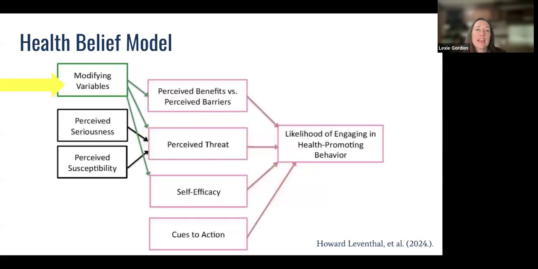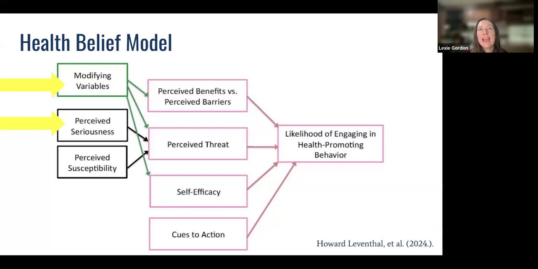Let's take a look at how the health belief model works. Here we see a diagram of the different steps of the health belief model and how they work together. Let's quickly look at each part. Notice that modifying variables is in green and points toward perceived benefits and barriers, perceived threat, and self-efficacy. These components of the health belief model can be influenced by internal or external factors.